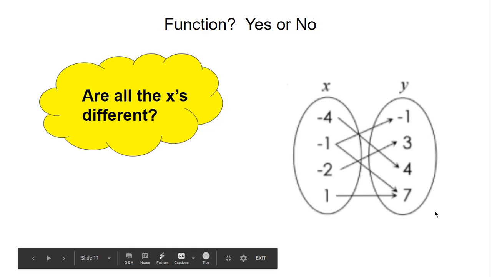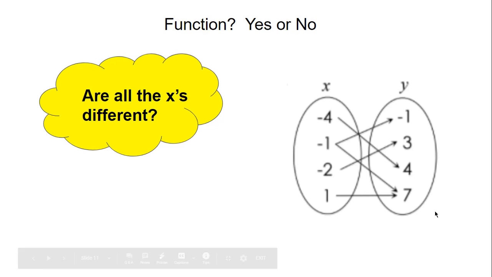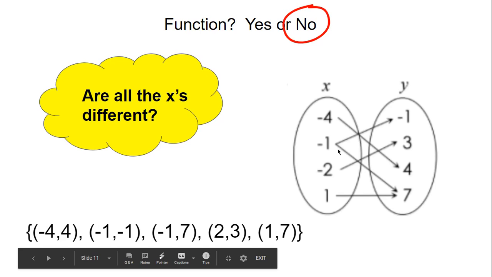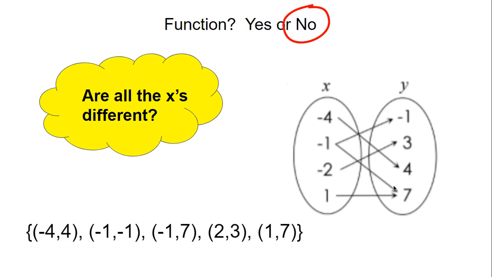Take a look at this mapping. This mapping would not be a function. Here's why. -4 maps to 4. -1 maps to -1. -1 also maps to 7. That means the -1s repeat.